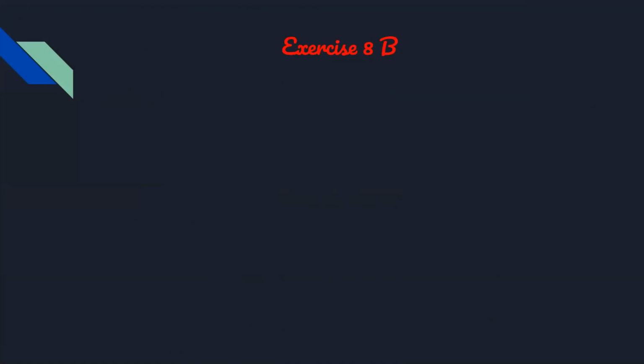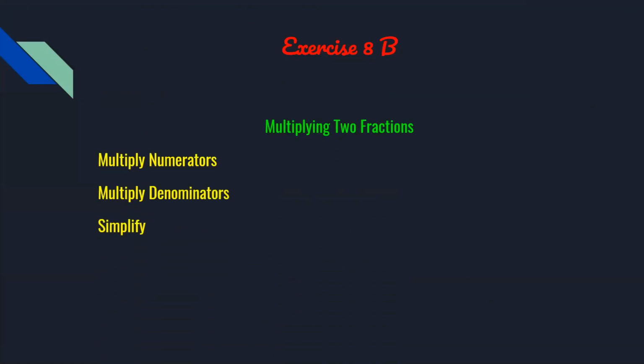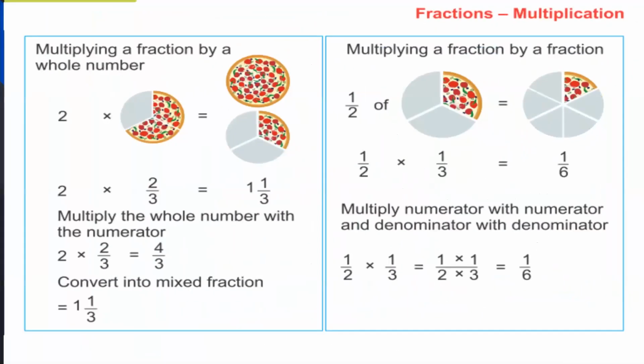In fractions, we will multiply two simple fractions, maybe proper or improper. So which rule do we have to follow? First of all, multiply the numerators, then multiply the denominators, and then simplify. Simplify means we will convert it into the lowest term. If they are divisible by any common number, we will make it lowest term. These are the three steps we have to follow.